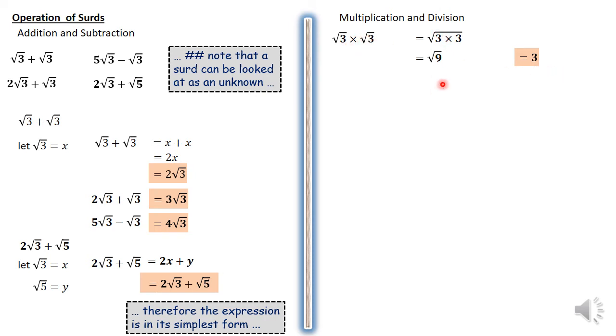Similarly, we can approach it the way I've done it there. That is, root 3 times root 3 is the same as square root of 3 times 3. That is square root, then 3 times 3 within the root, which is square root of 9. The answer there would be 3.